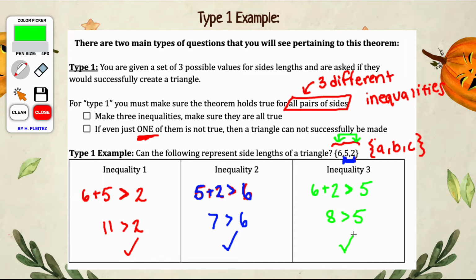So the answer would be yes. These side lengths can actually represent a triangle because the triangle inequality theorem holds, right? Because we took the sum of any two sides. At any time we did that, that value was always greater than the value of the remaining side.